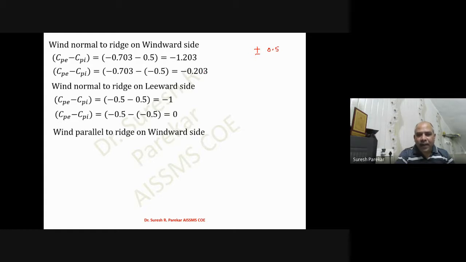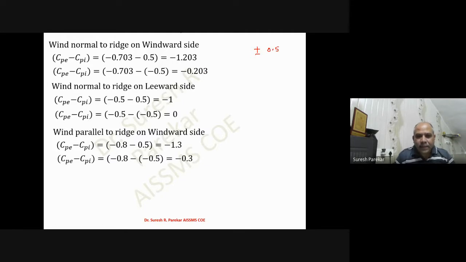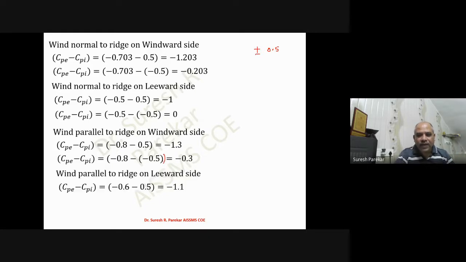Then we have wind parallel to ridge, windward side. We have minus 0.8, minus 0.5. So we have this value that is minus 1.3. And when we take minus of minus, minus 0.3. So we have then CP minus CPI on leeward side. On leeward side we have minus 0.6, minus 0.5, so minus 1.1, and minus of minus 0.5, so this comes minus 0.1.